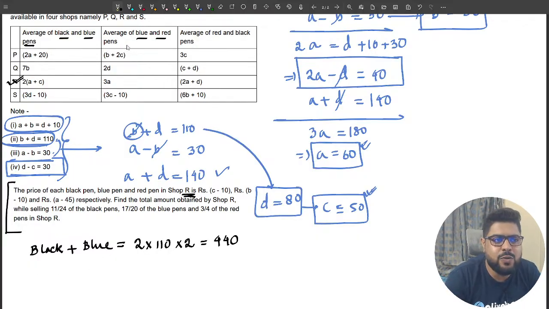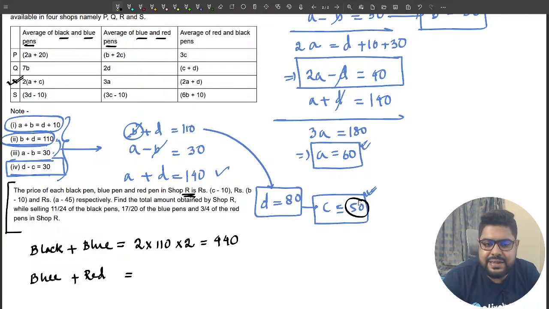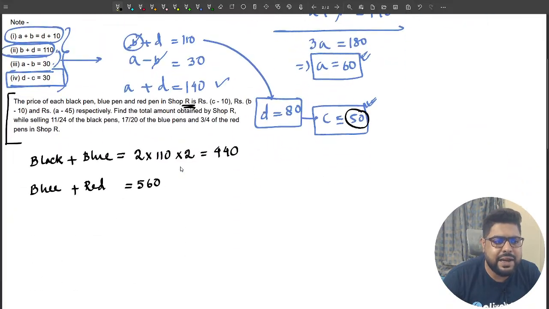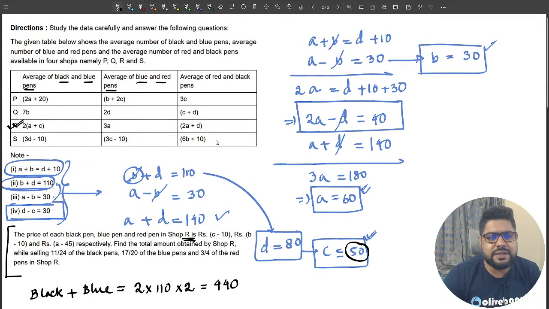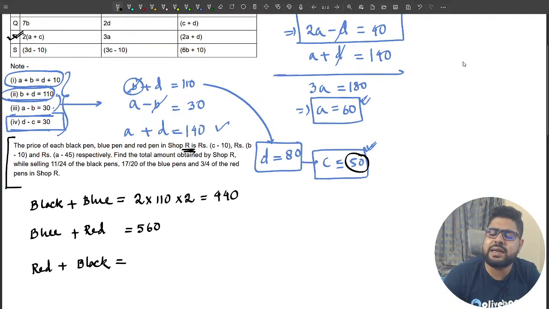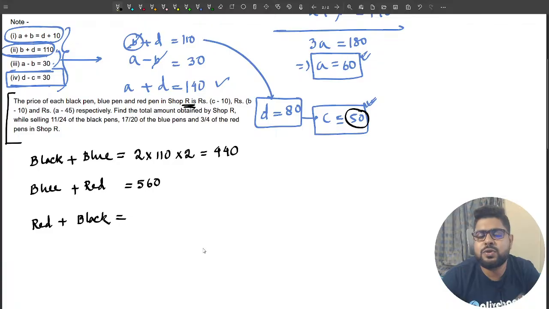Now, average of blue and red. That is 3C minus 10. C is 50, minus 10 is, sir, 140. 140 into 2, sir, 280. 280 into 2, sir, 560. I'm doing it directly. Now, the other one is, sir, red and black. I'm taking the sum. So that is how much given, sir? 6B plus 10. B is 30. 6B means, sir, 180 plus 10, 190. That means 190 into 2, that is 380, sir.